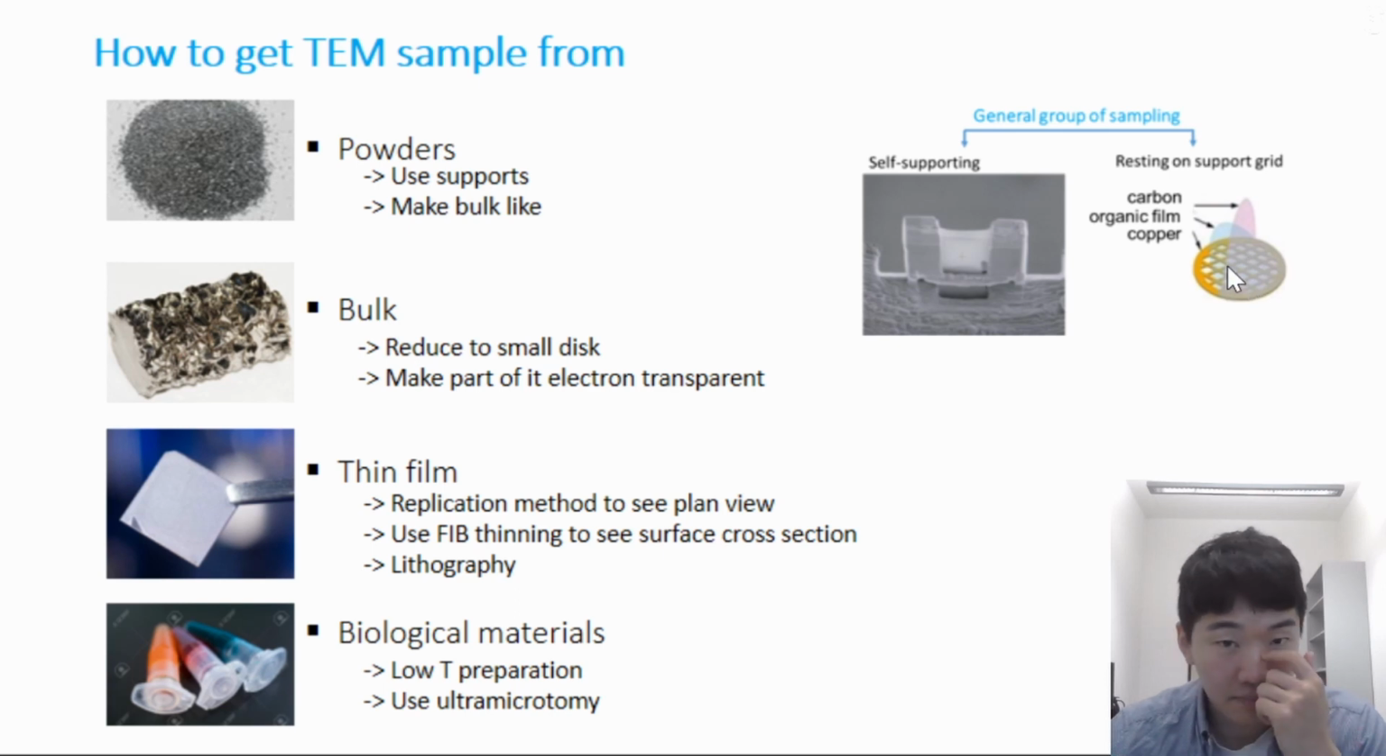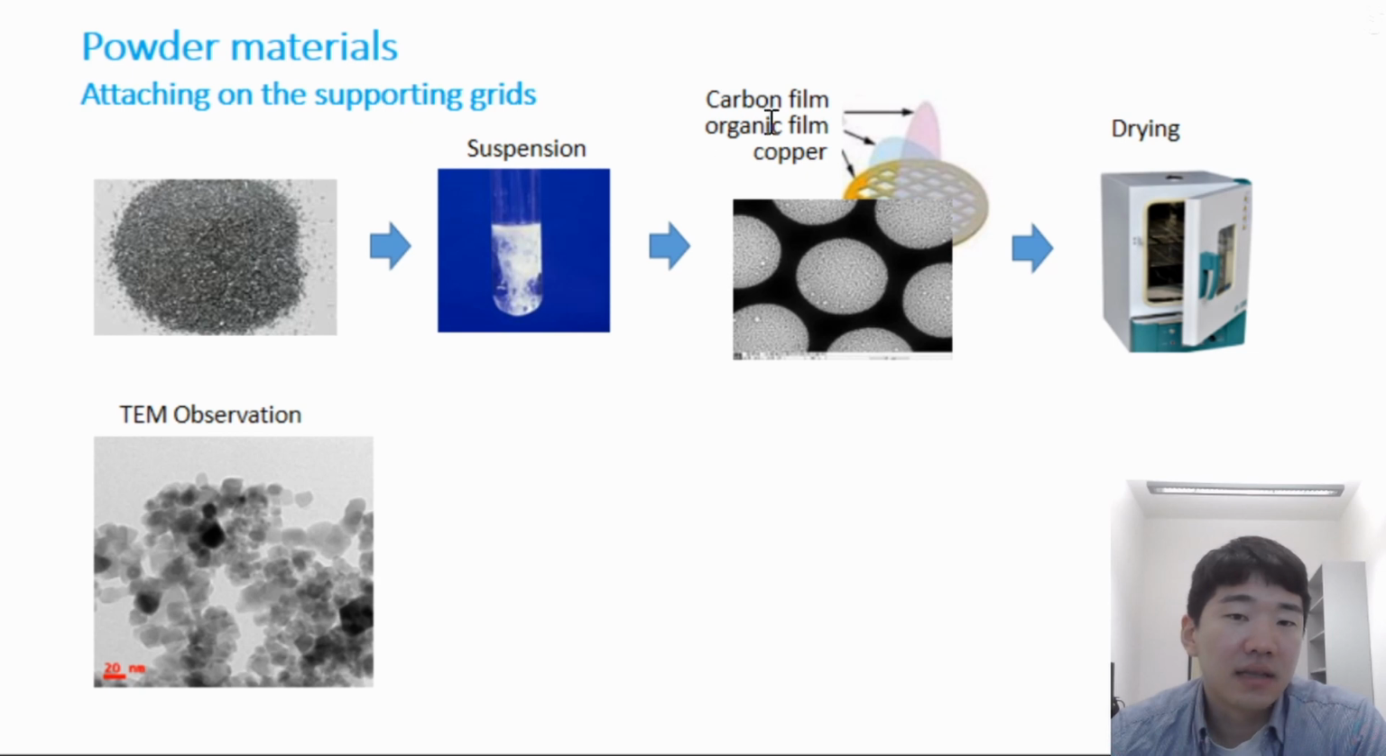And also there is another possibility. Alternatively, you can make a bulk-like sample from powder by pressing it into a pellet. Then you can make a self-supporting powder sample. You also have bulk materials that you need to make small enough firstly, then you need to thin down. There are many ways to deal with the sample, like also some thin film samples and biological materials, and those ways I will introduce in detail shortly. Firstly, let us take a look at how to prepare the powder samples in detail.